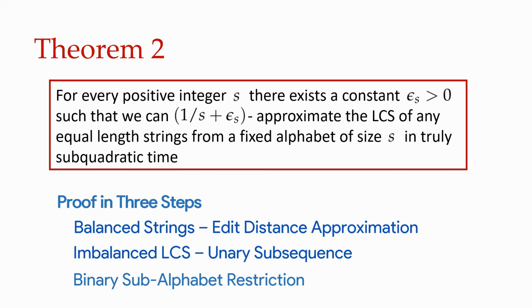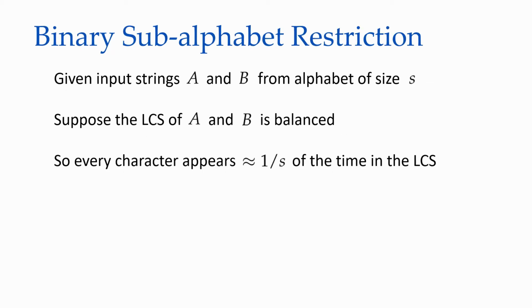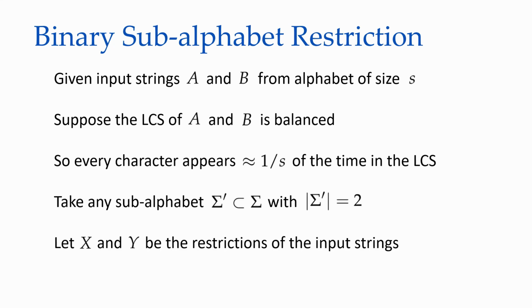So now suppose we do not fall into either of these easy cases of balanced strings or imbalanced LCS. Then we have two strings that are not balanced, but their LCS is balanced. If their LCS is balanced, this means that every character from the alphabet appears about the same proportion of the time in the LCS. In the actual details of this proof, this involves some parameter choice, but we'll just keep things intuitive. So consider any binary sub-alphabet of the full alphabet. Let x be the restriction of a to this sub-alphabet and y be the restriction of b to the sub-alphabet.